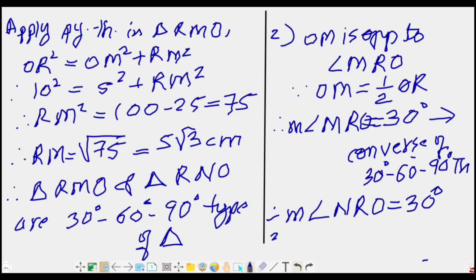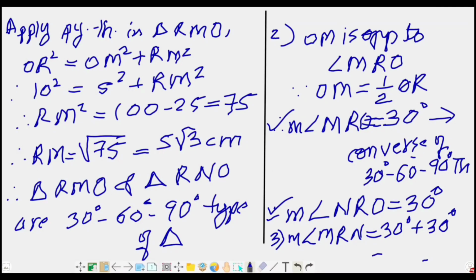Now in the third part, they have told you to calculate angle MRN. So just look at the figure. Your MRN is the addition of both these angles. So you have to add 30 degree plus 30 degree. So your this angle will be 60 degree. Understood, students?